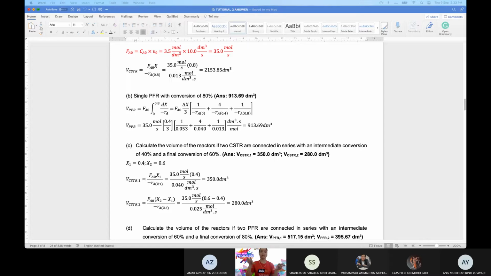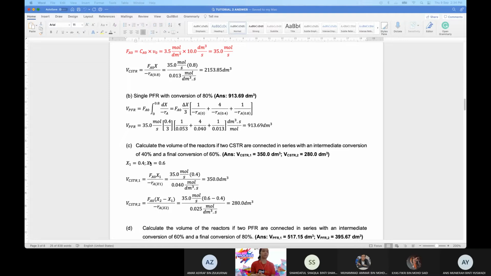We have two CSTRs connected in series where the first reactor has a conversion of 40%. Remember I told you, the conversion from the first reactor up to the reactor just before the last reactor, we call intermediate conversion. The very last reactor we call the final conversion. In this case there are two reactors, so the first one is the intermediate conversion and the second one is the final conversion. But let's say you have 3 or 4 reactors, then the first up to the third will be intermediate conversions, X1, X2, X3, and only the very last reactor we call the final conversion.